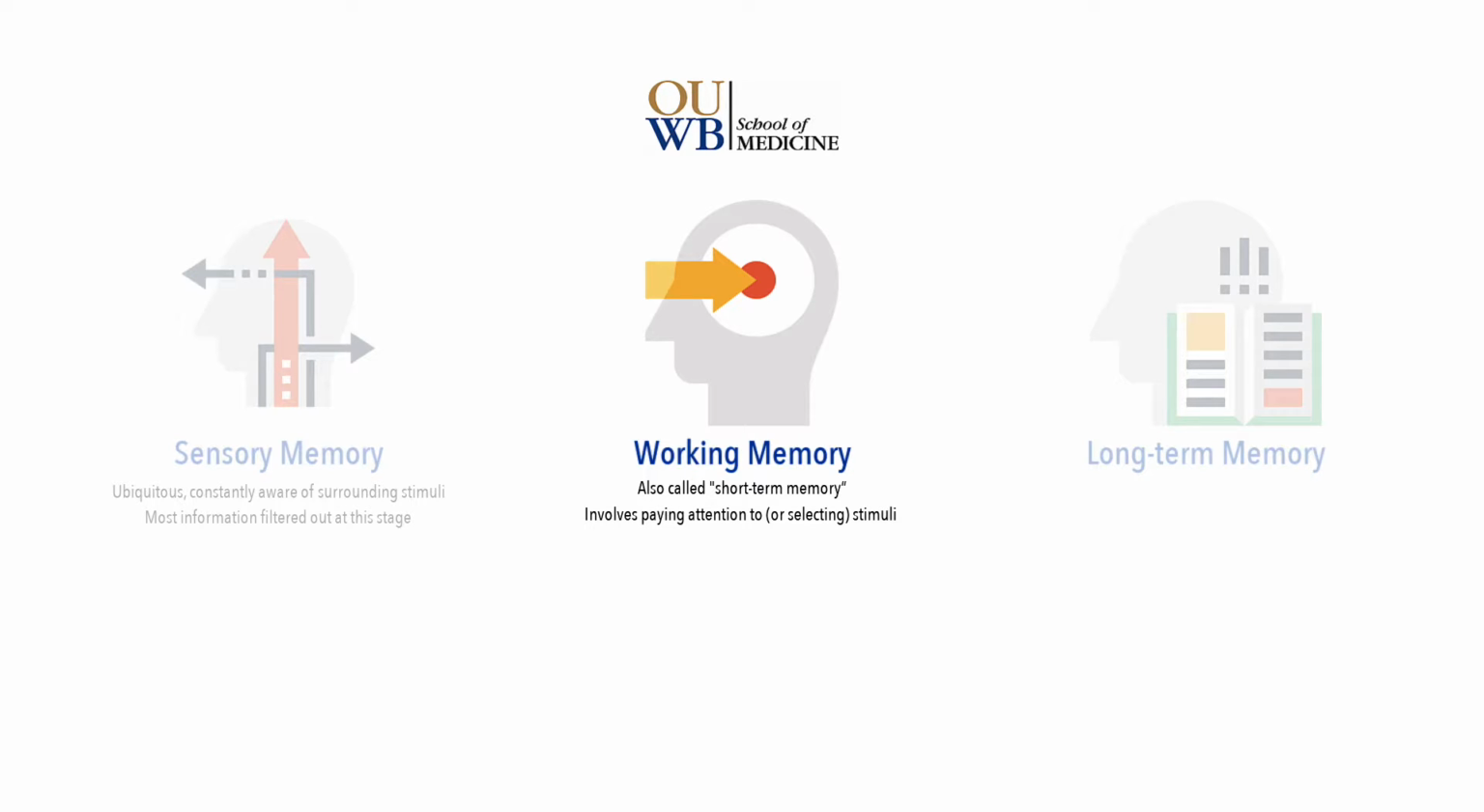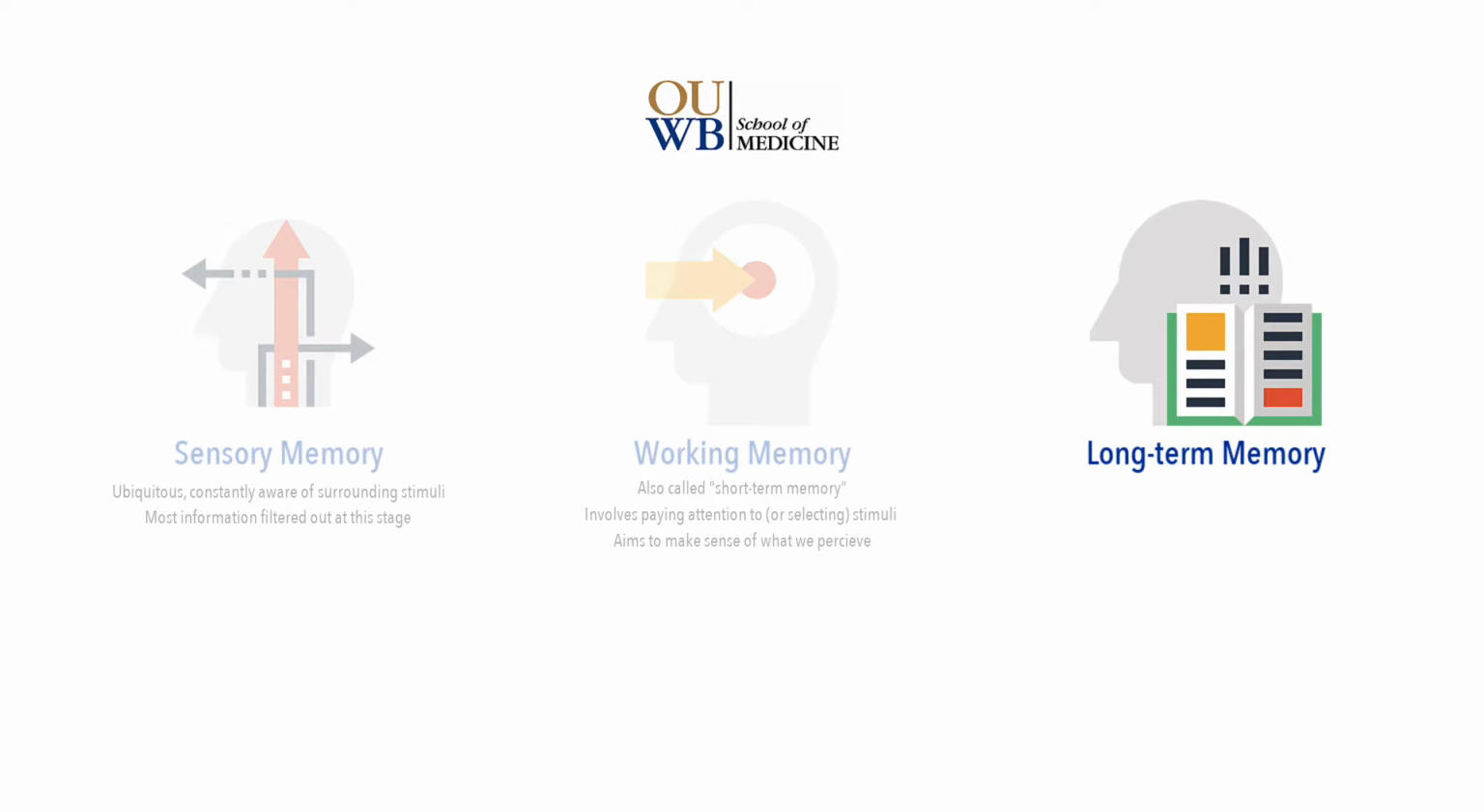In a learning environment, those are primarily things we see or things we hear. The goal of working memory is to make sense of what we perceive. Finally, as novel stimuli and information are processed in working memory, it may eventually pass into long-term memory via the process of encoding. The capacity of long-term memory is generally considered to be infinite, and the knowledge stored there can be recalled later as needed.